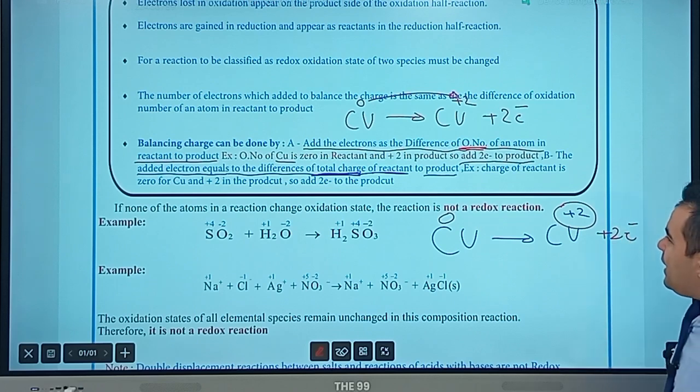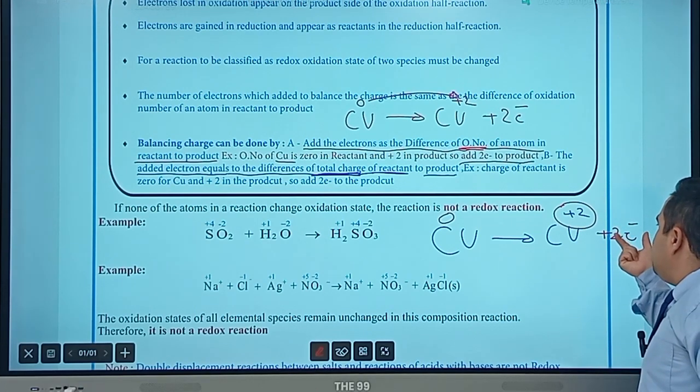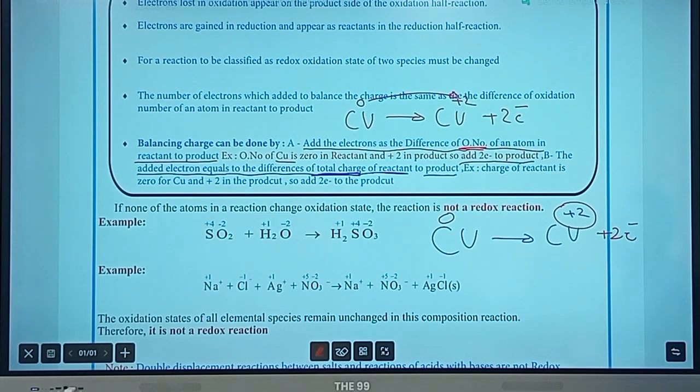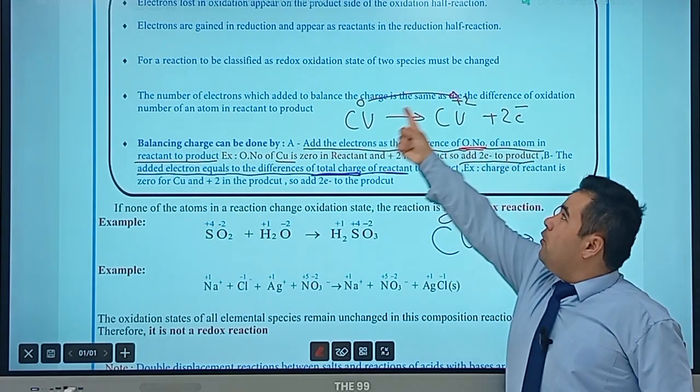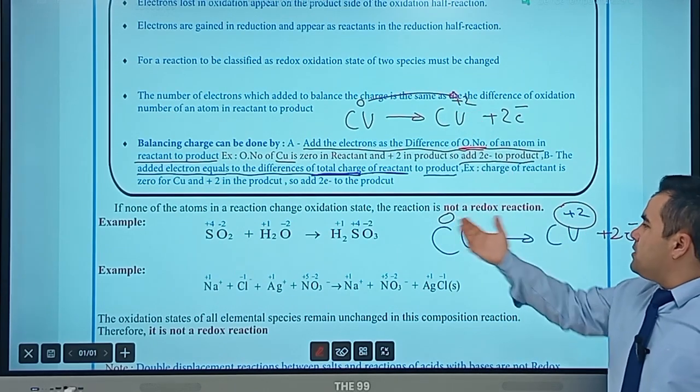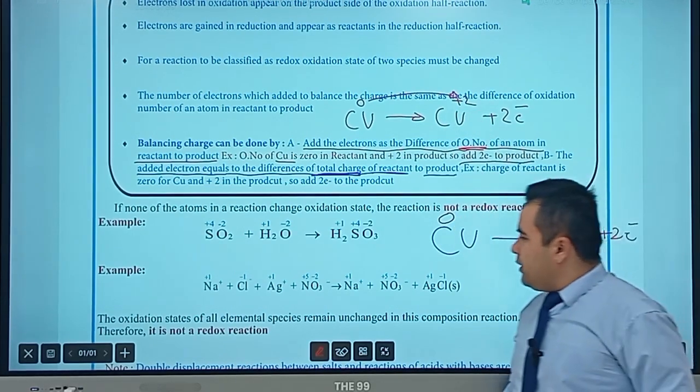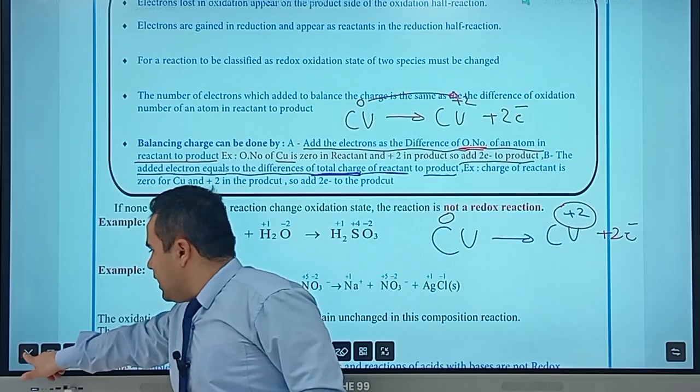That's how we can write the number of electrons to balance the charges in two ways. One, by taking the difference of oxidation numbers. The second, by the difference in the charge from the reactant to the product, guys.